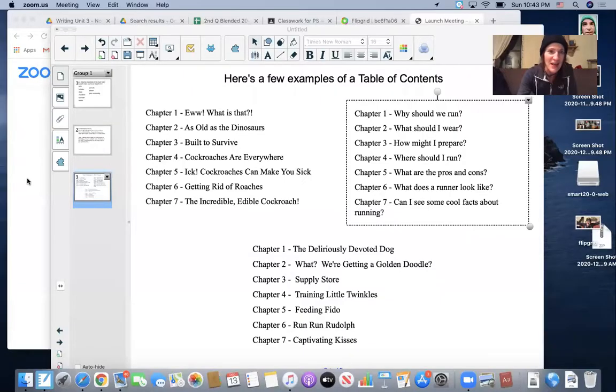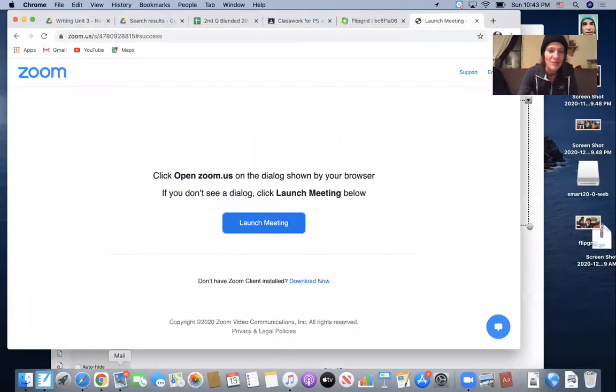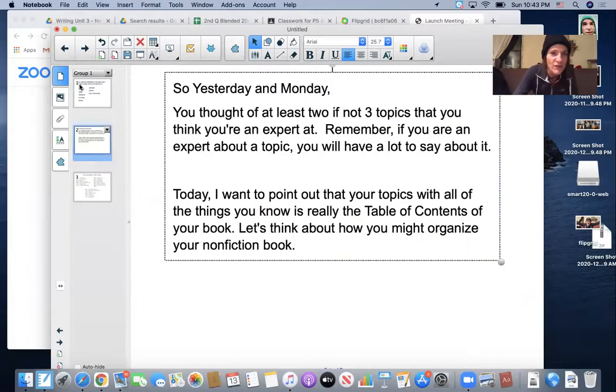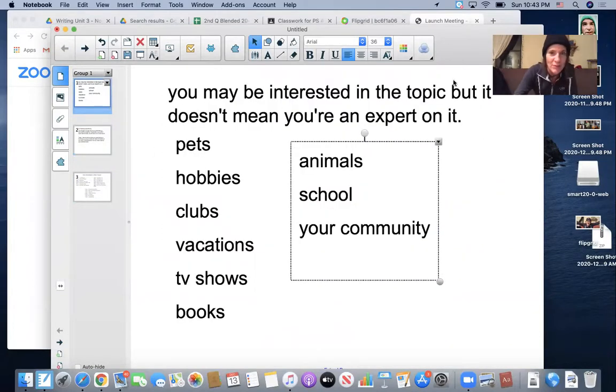I want to show you something that's kind of cool that came up. First of all, with regard to the topics, maybe you think that you know a lot about pets, but really it just means that you're interested in them. Maybe you think you know a lot about a vacation spot that you went to, but the truth is you don't remember much about it. You remember loving that vacation spot, but you don't even remember what you did while you were there. You went to the beach a lot and that was it. So maybe you don't really know a lot about that particular vacation spot.